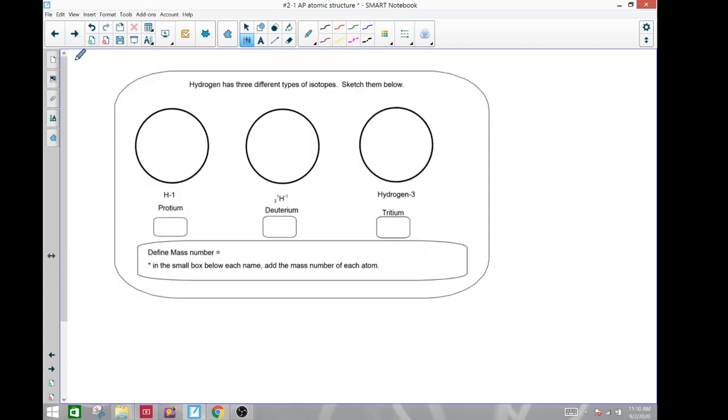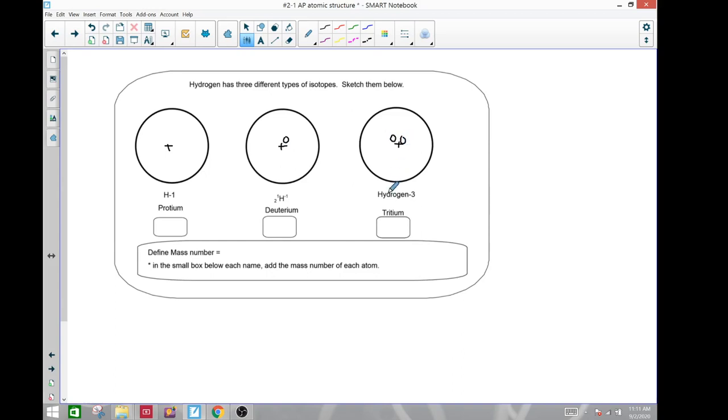So next, hydrogen has 3 different isotopes. Sketch them below. Okay, so we got this here. First of all, they all have 1. And if you're on your own, in online learning, you should be doing this on your own before I do it, if you can. Pause it, do it. Protium. Okay, so in this situation, this is going to have those guys.